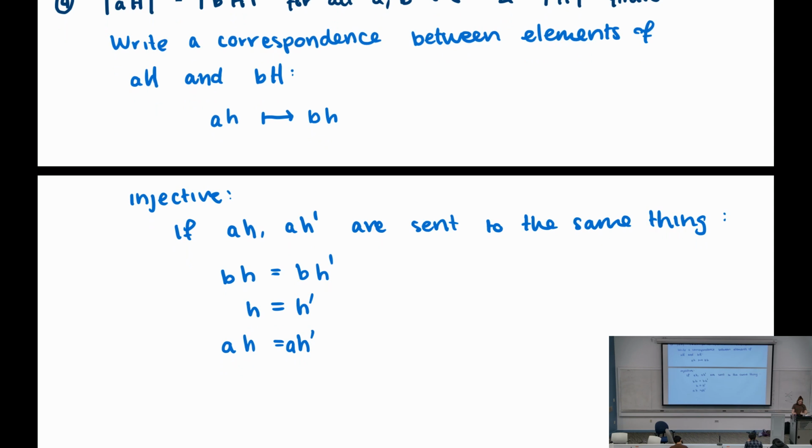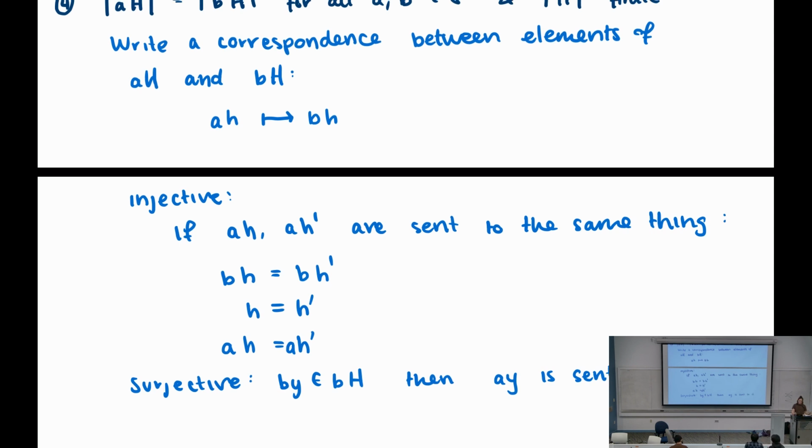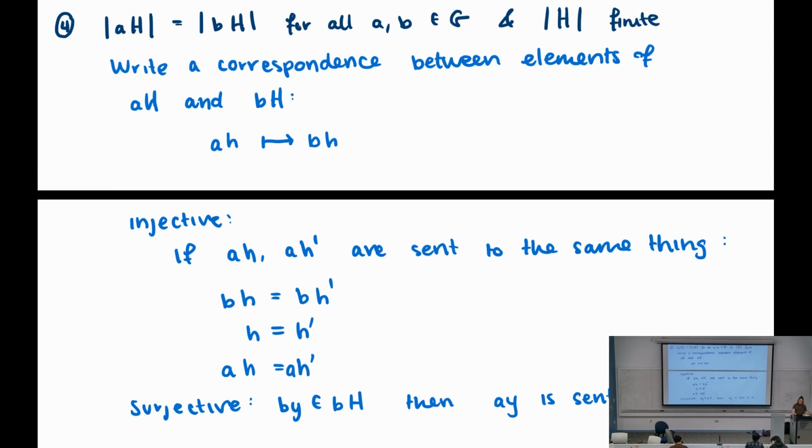And then why is it surjective? If I have some element by in bH, then I claim that ay is mapped to by, and this is clear just by the way we set up the correspondence. So since there's a bijection between the elements of aH and the elements of bH, that means that they have the same number of elements. Okay, are there any questions?